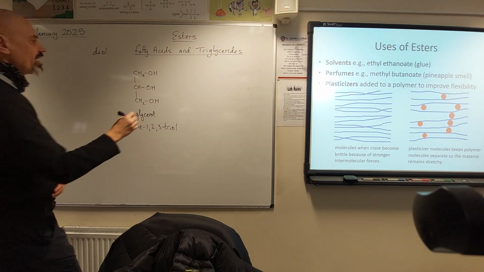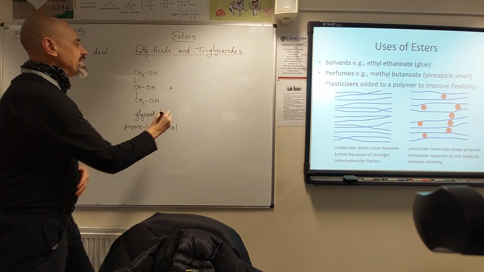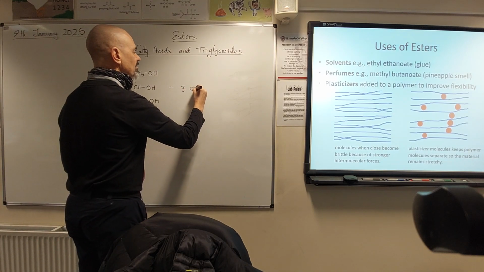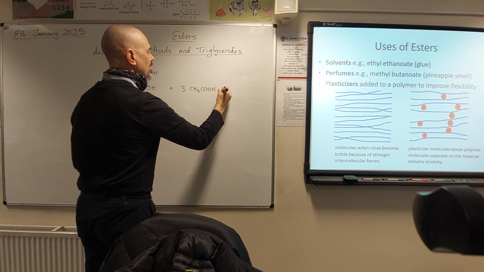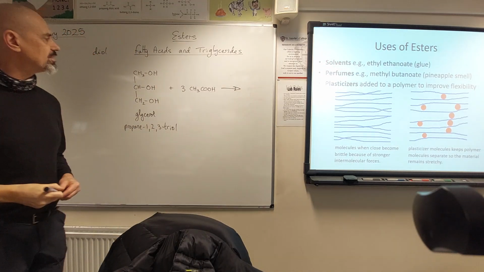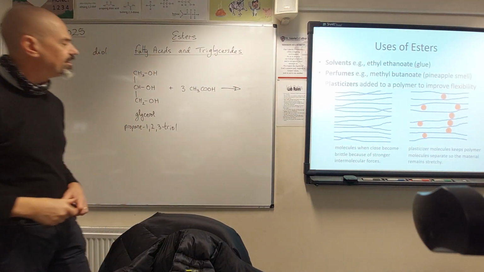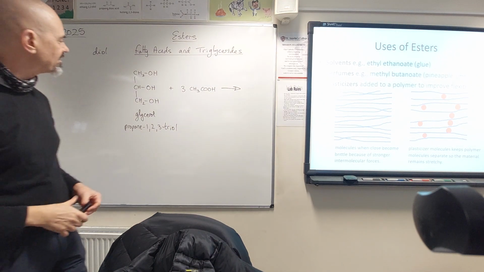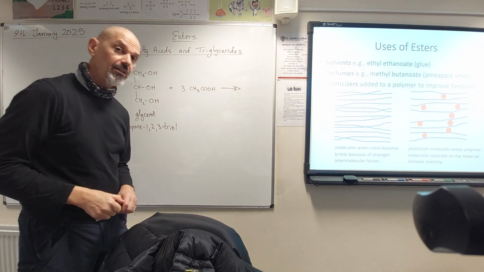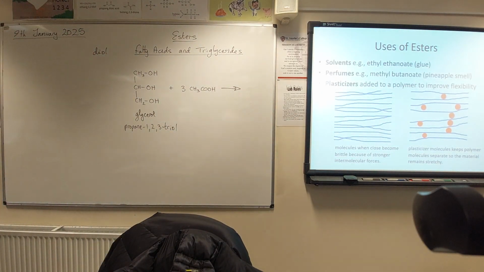If I react that with 3 molecules of a carboxylic acid, what would that produce in the way of an ester? Pause the video and have a go at drawing the ester or triester that we would make from that.